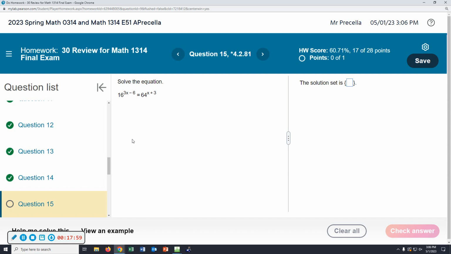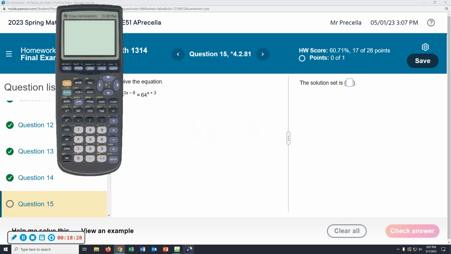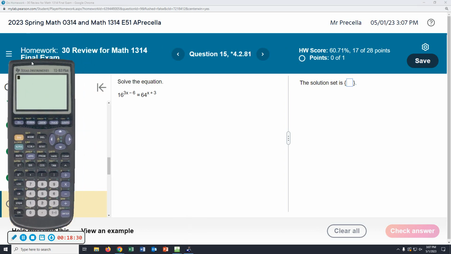Okay, number 15. This is some nice number theory. It's going to take a little thought. Solve the equation 16 to the 3x minus 6 is equal to 64 to the x plus 3. It's another exponential equation. Remember, exponential equations are equations where the variable is part of the exponent.